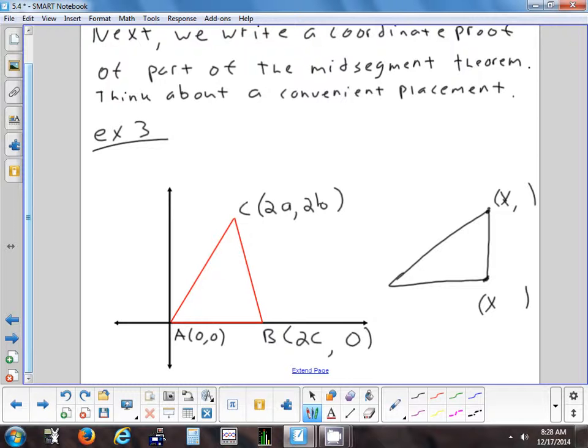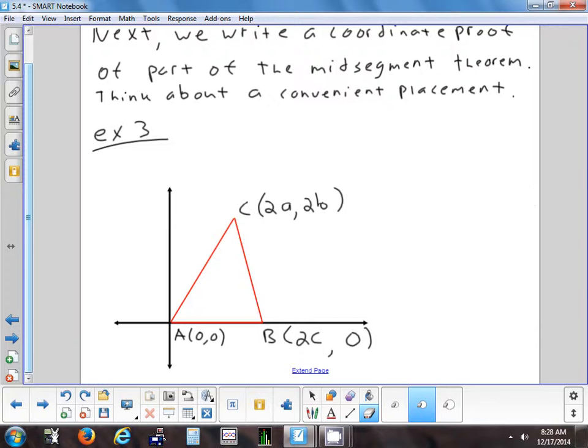So all the points could be different. That's a good way to label your points. And for most people, that's the hardest part of this proof: figuring out how I can label my coordinates so I make the work easy. But that's how you want to start. All right, so now we'll go through part of the proof. Let's draw in a mid-segment right there. I just estimated it the best I could.